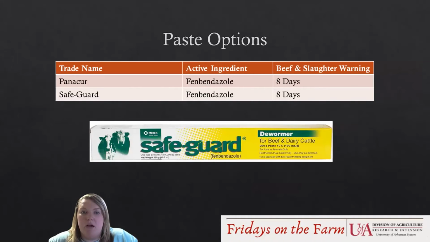There are a couple paste options out there. Safeguard's the most common paste, and this is one of those things to make sure that you've got a way to administer it. I highly recommend a head gate if you're trying to use an oral paste in cattle.